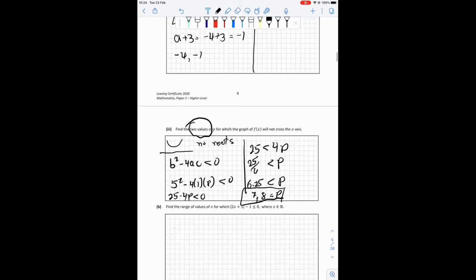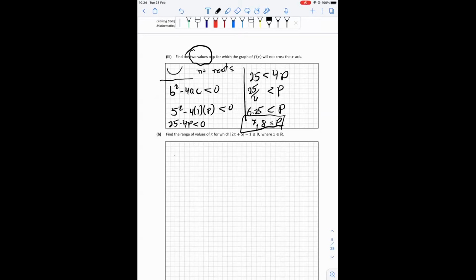Now for the last part of this question. Find the range of values. Remember, this is now going to be a range between something and something for x for which the absolute value of 2x plus 5, minus 1, has to be smaller or equal than 0. To solve this, we're going to first of all bring the -1 over. We're adding 1 to both sides. So we'll have the absolute value of 2x plus 5 has to be smaller or equal than 1.